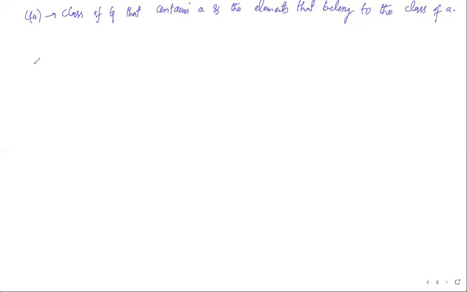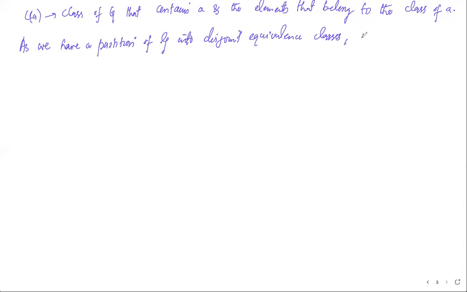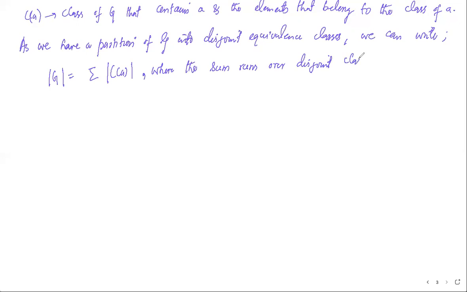Now, as we have a partition of G into disjoint equivalence classes, we can write the order of G is equal to the summation of the order of the class of a, where the sum runs over disjoint classes of a in the group G.